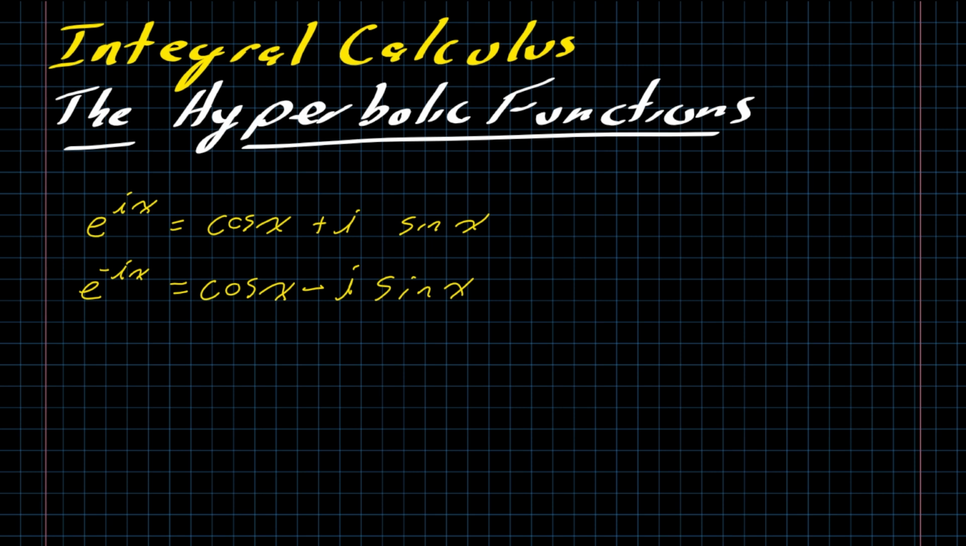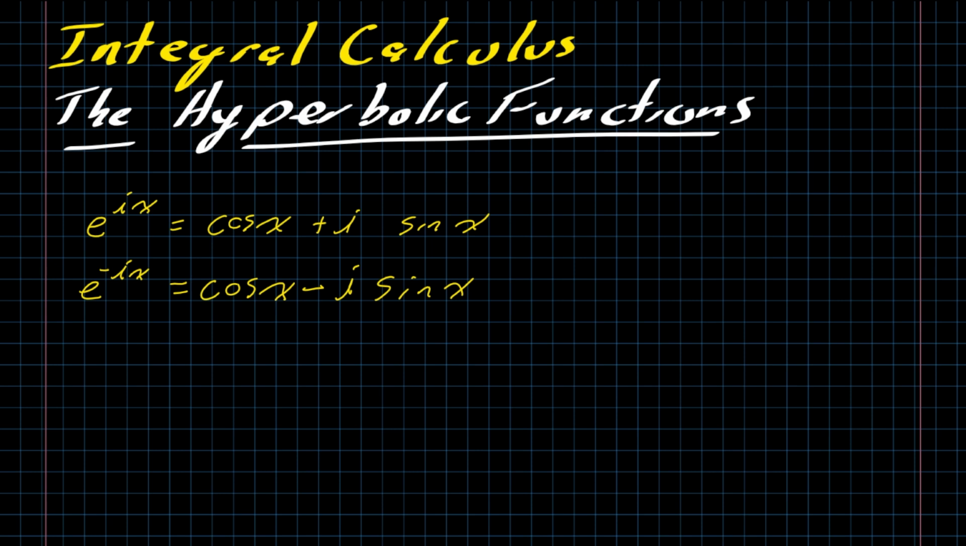If we take e to the opposite of i times x, then we would evaluate cosine at the opposite of x. Cosine is an even function, so cosine of the opposite of x is the same thing as cosine of x. Then we need sine of the opposite of x. Sine is an odd function, so sine of the opposite of x is the opposite of sine of x. That gives us this formula.